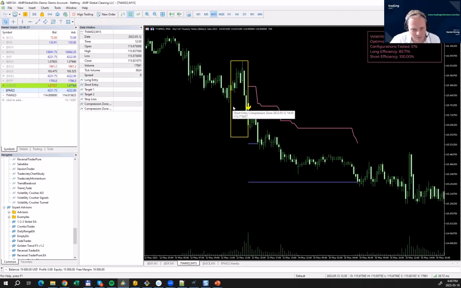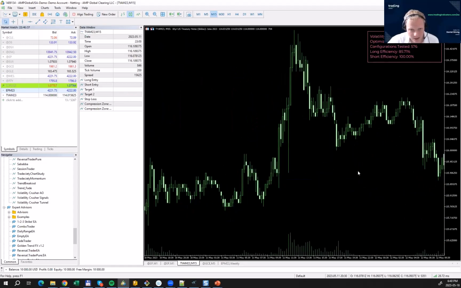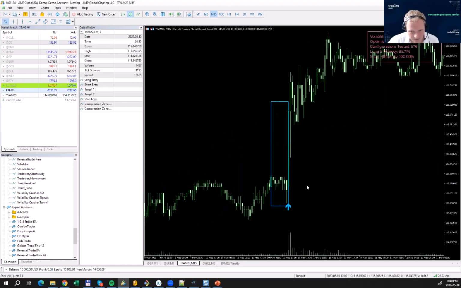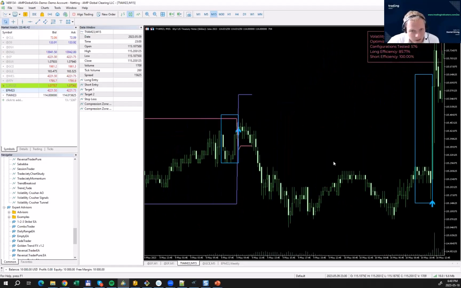And another reason is that perhaps most of the move has already occurred, but in this case, yeah, it worked out quite nicely, and we also had two winners. Both our targets were hit. Let me just see if we can find a case where we hit the stop loss. Here, for example, we did hit our stop loss.